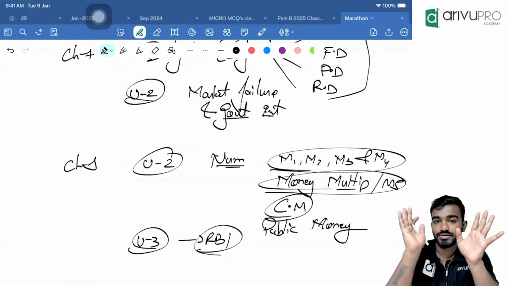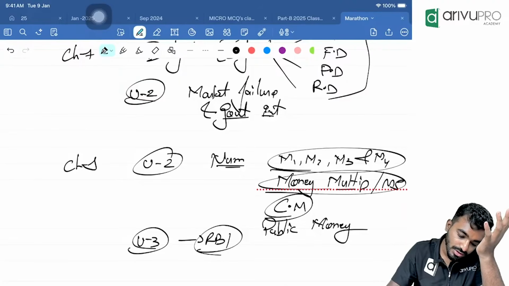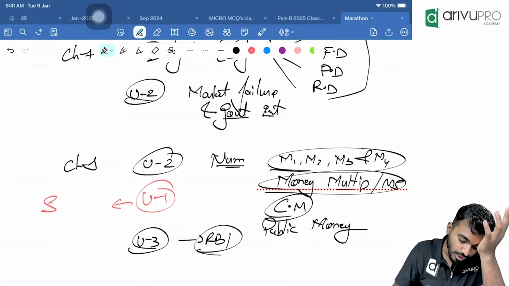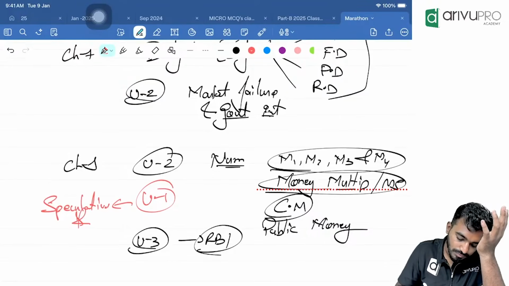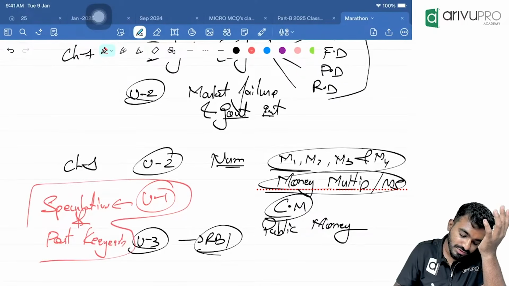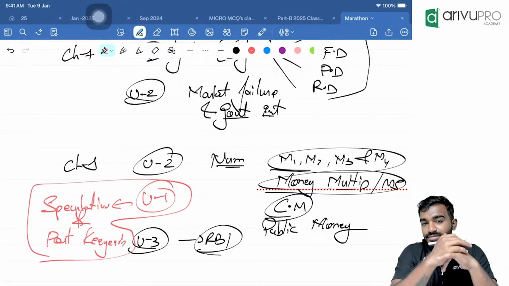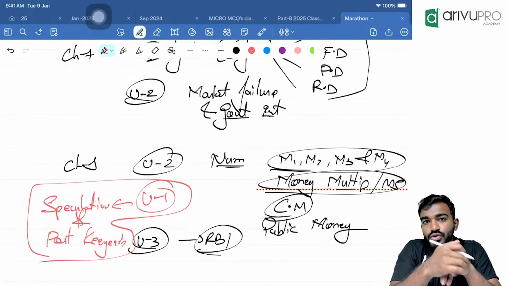In unit 1, if I have to speak Keynesian theory, especially in unit 1, Keynesian, speculative money and post-Keynesian and post-Keynes. This is where most of the questions come from, chapter 8. And chapter 9 already I spoke today.